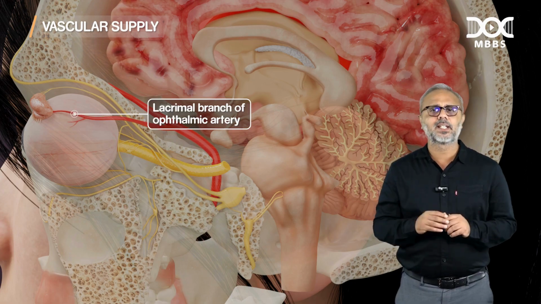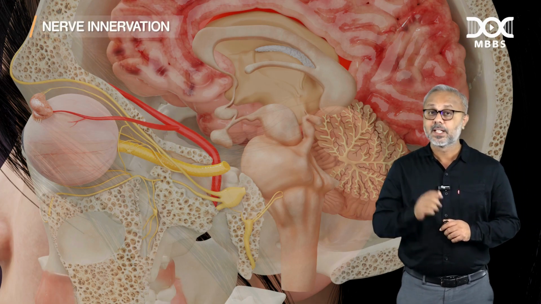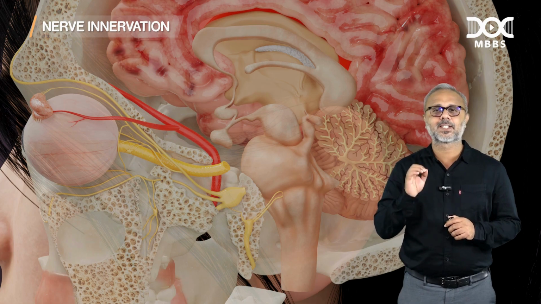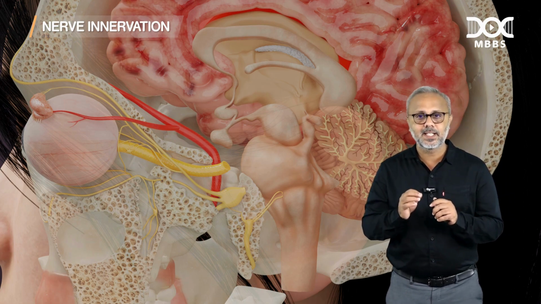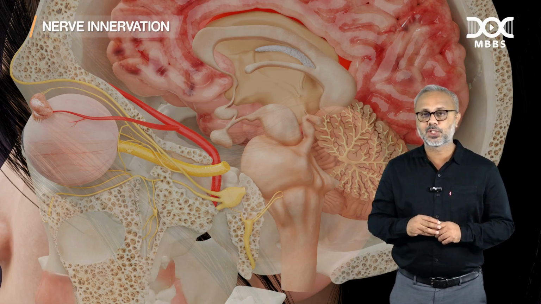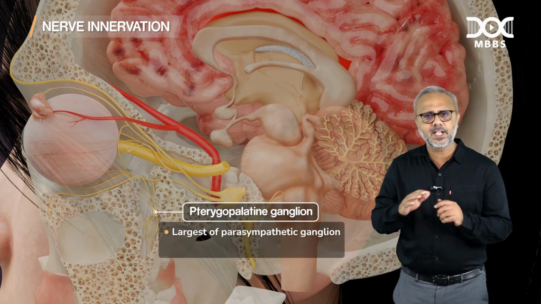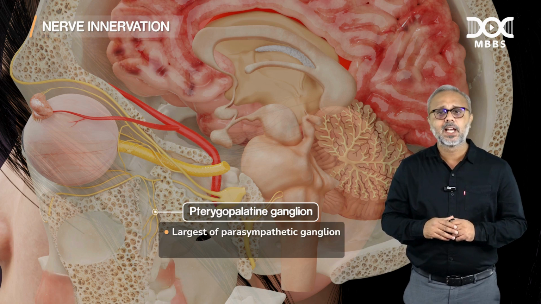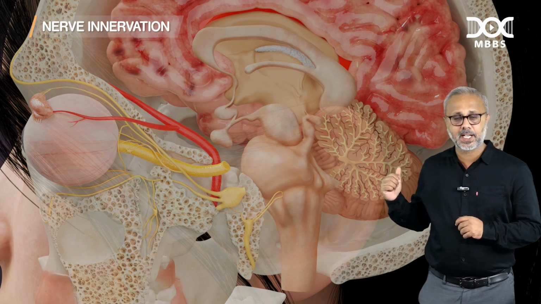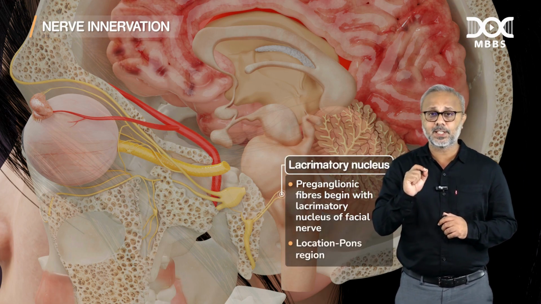But more than its arterial supply, what we are concerned with is the innervation of the lacrimal gland. This could be an important 5 marker for you. We must know how the secretion of the tears is controlled. Remember, this is by the following pathway, right? The ganglion that controls the secretion of the tears is the pterygopalatine ganglion. The pterygopalatine ganglion is the largest of the cranial parasympathetic ganglia and is located in the pterygopalatine fossa. The preganglionic fibers for the pterygopalatine ganglion begin with the lacrimatory nucleus of the facial nerve present in the pons region.